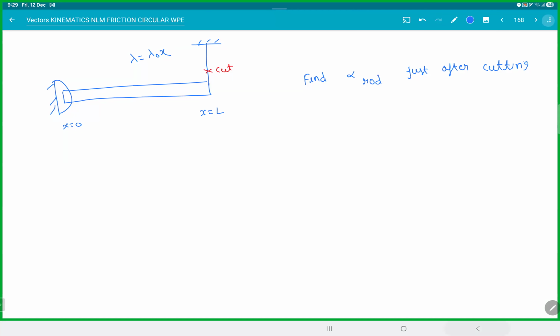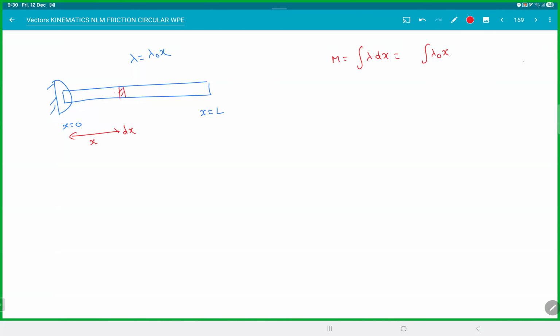See, in this question, there are 3 integrations you have to do. First thing, I don't know the mass. So at a distance x, take a small slice dx. So mass will be integral lambda dx, that will be lambda naught x dx from 0 to L. That's lambda naught L square by 2. Next thing, you need to find where is the center of mass: integral x dm by integral dm. Integrate this. I know the result. It's 2L by 3.